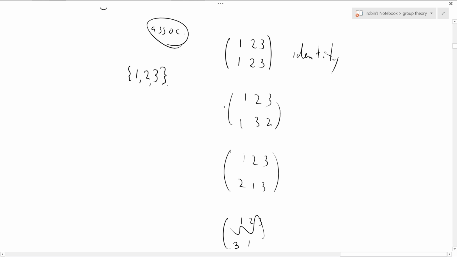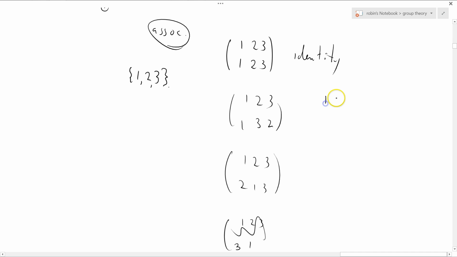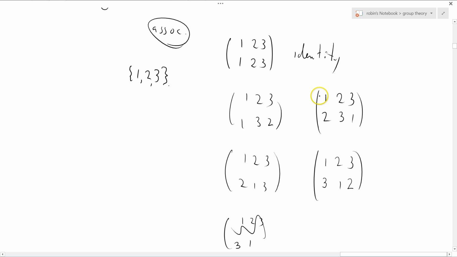So we can just invert these functions. How about 1, 2, 3 goes to 2, 3, 1? That's nice. 1 goes to 2, 2 goes to 3, and 3 goes to 1. 1, 2, 3 goes to 3, 2, 1. 1 goes to 3, 3 goes to 2, and 2 goes to 1. There we go. So they're sort of 3 cycles because we're going round in a triangle, and these guys are just 2 cycles because we're just swapping 2 elements over.